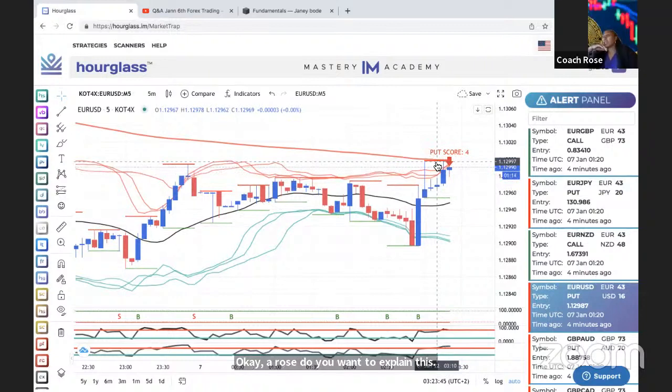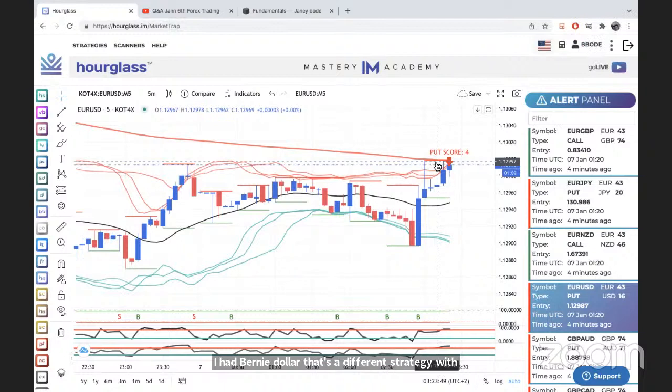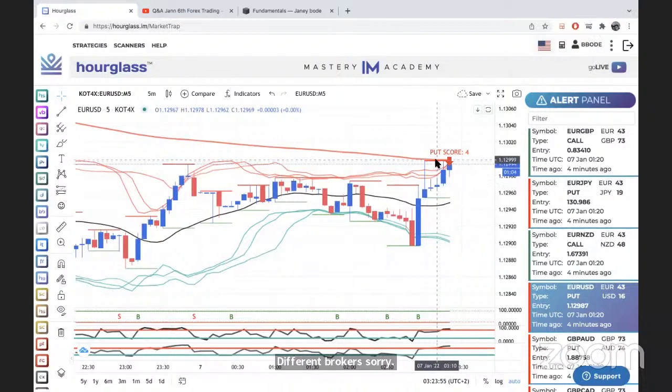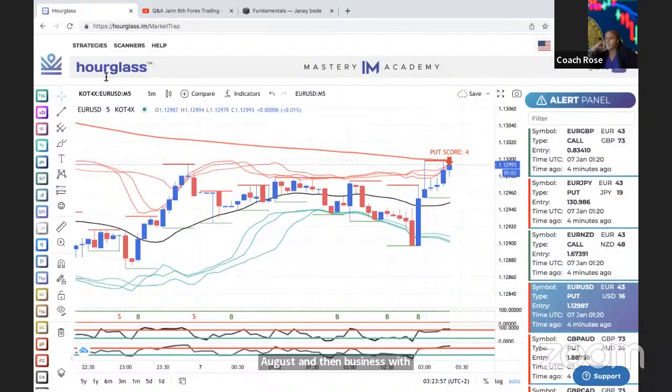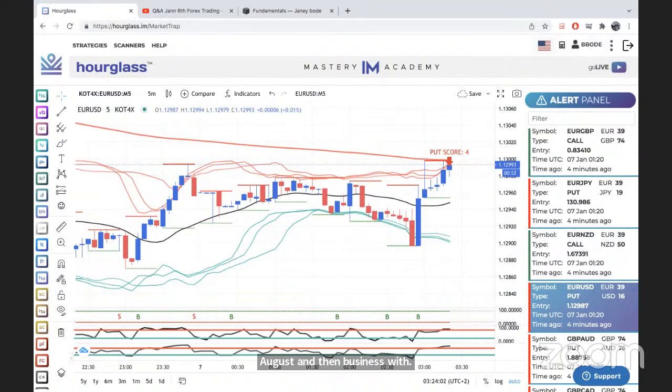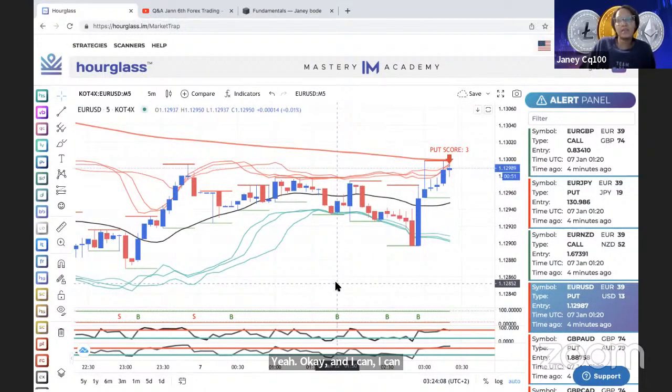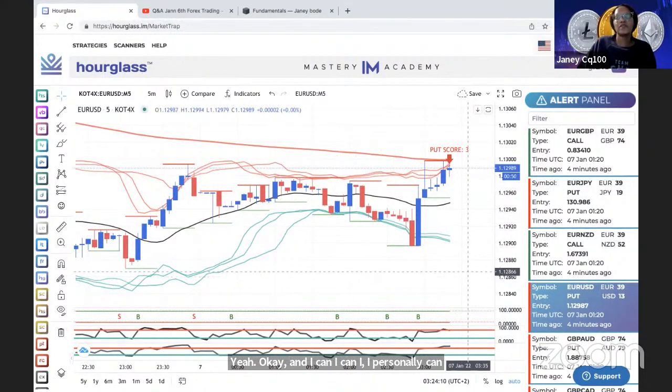I had already told her that's a different strategy with Nadex. Nadex is a different platform, a different broker. Oh, this one. Yeah, that's a different strategy. Okay. And I personally can tell you what this is. The way I would take this, even though it's a different platform.